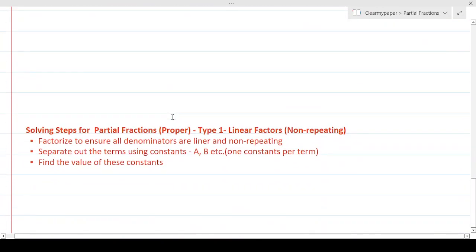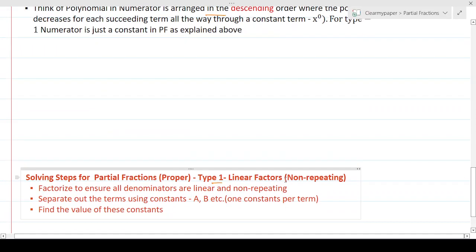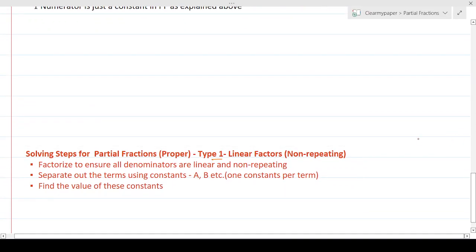So what did we observe? How should we solve once we identify that a problem is type 1 linear factors? Okay, there are only 3 simple steps. Factorize all the denominators and make sure it's linear. Okay, I think I made a typo mistake. Okay, factorize to ensure all the denominators are linear. That means the degree of the x variable should be 1, and they are non-repeating because it's a non-repeating linear factor, type 1. So just make sure that is done.